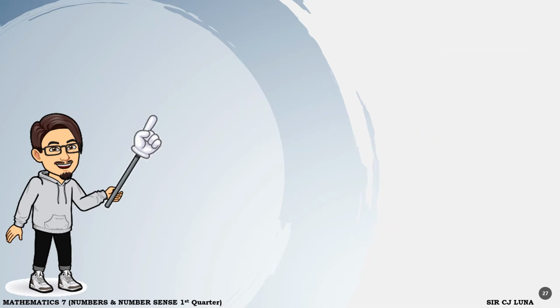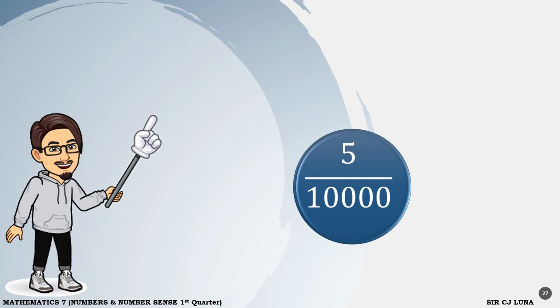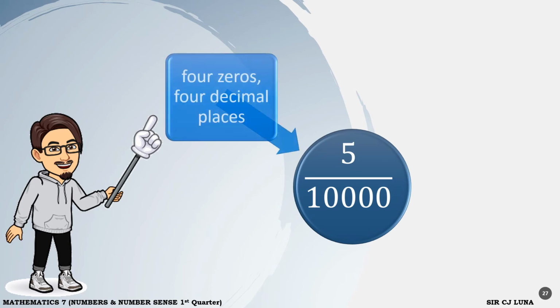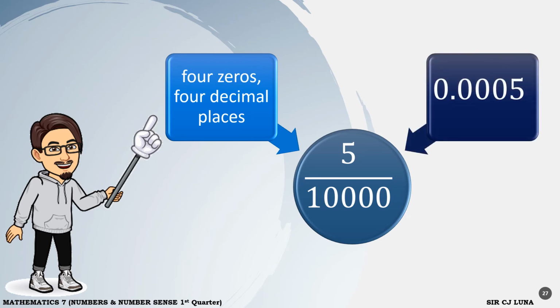Number 3, 5 over 10,000. So, sa ating denominator, meron tayong 4 na zeros. So, kung 4 yan, we have 4 decimal places. We have 1, 2, 3, and 4. So, we have 0.0005.